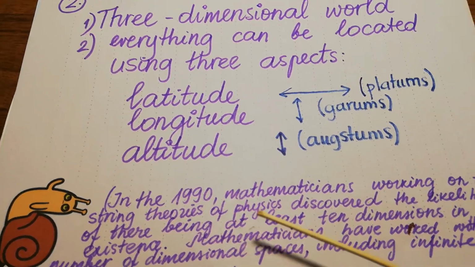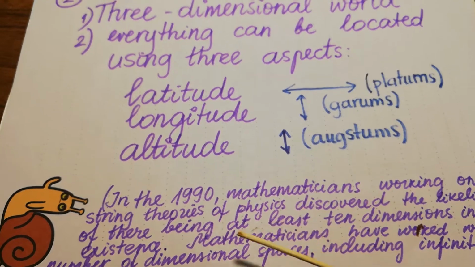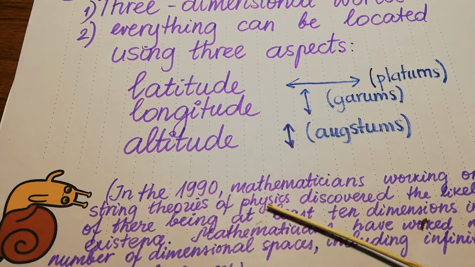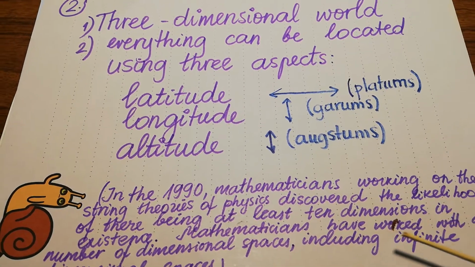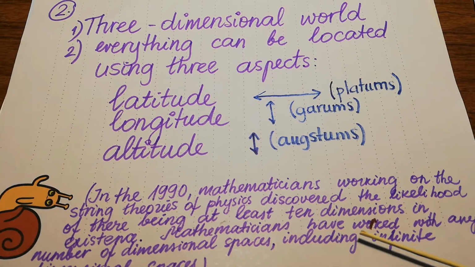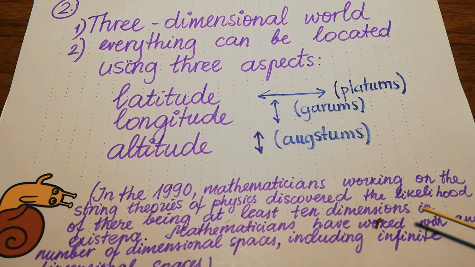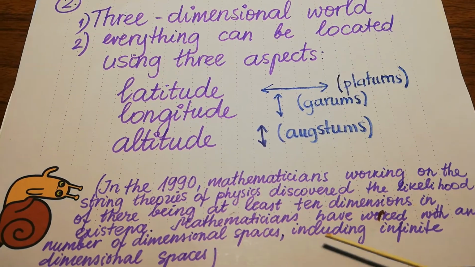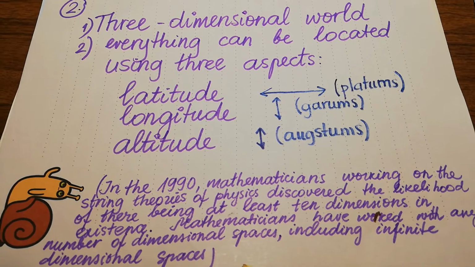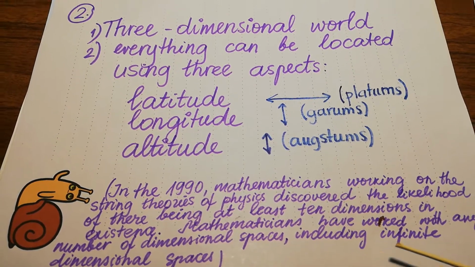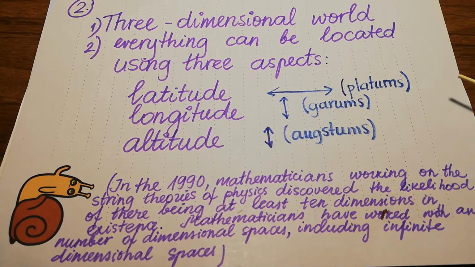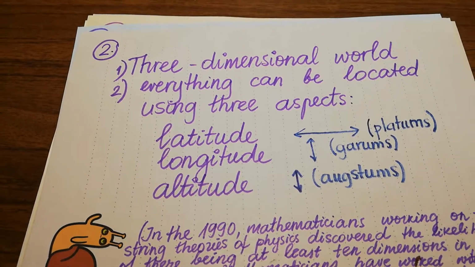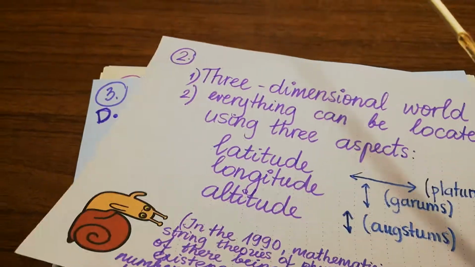But how many dimensions are there? In the 1910s, mathematicians working on string theories of physics discovered the likelihood of there being at least 10 dimensions in existence. And mathematicians have worked with any number of dimensional spaces, including infinite dimensional spaces. So, three dimensions are not so many.